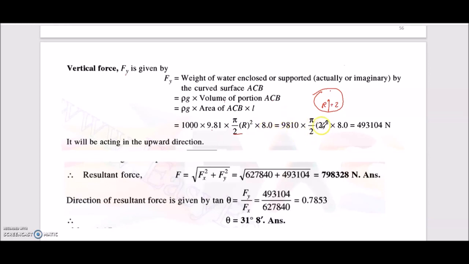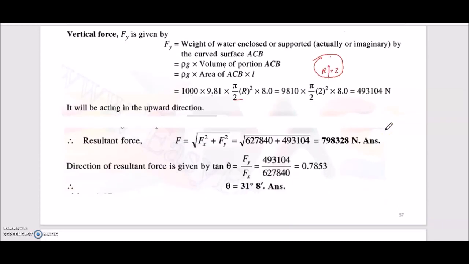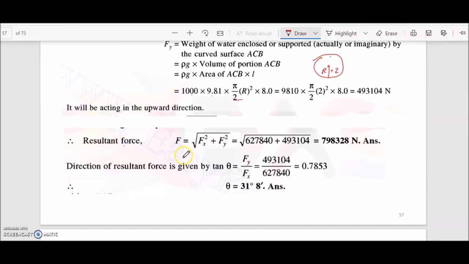Therefore we have 9810 times pi over 2 times pi d to the power of 2 times the 8 length. So it becomes 493,104 Newton. Then we need to calculate the resultant force. So F equals Fx times Fy. Okay, so we just use this formula and you can calculate the tangent, that is given 31.8.